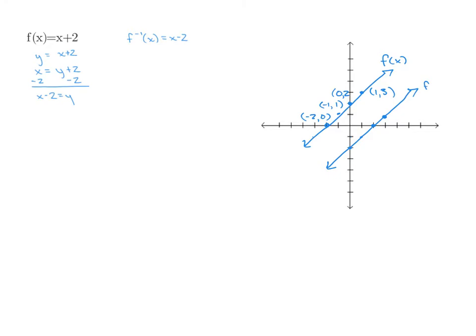If we look at our f inverse graph, let's see what points we have there. We have 0, -2. We have the point 1, -1. We have the point 2, 0. And we have the point 3, 1. So notice that these kind of pair up. And all we've done is we have flipped our x and our y's.